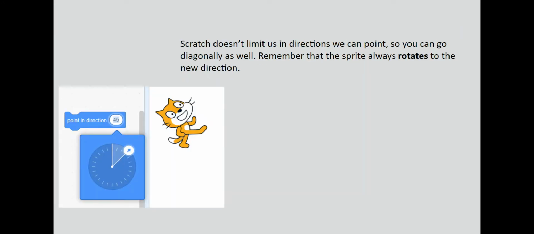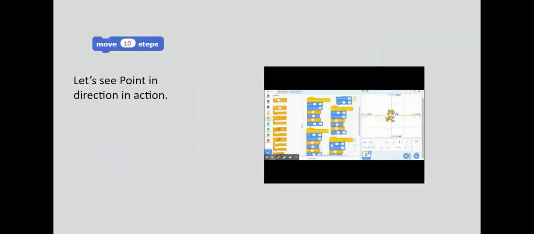Scratch doesn't limit us in directions. This cat is pointing at 45 degrees. So remember, though, that the cat is rotating to the new direction. We're going to see these in action in the next 2 videos.